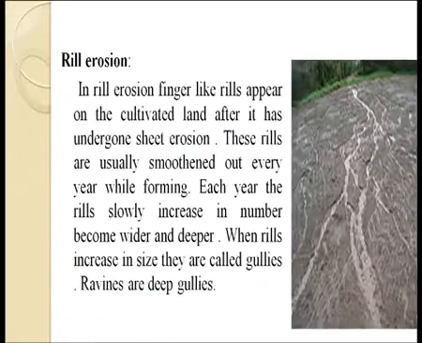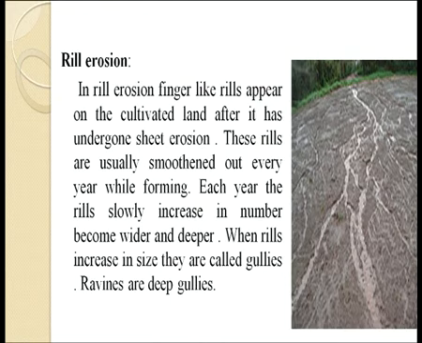Rill erosion: in rill erosion, finger-like rills appear on the cultivated land after it has undergone sheet erosion. These rills are usually smoothened out every year while plowing. Each year the rills slowly increase in number, become wider and deeper. When rills increase in size, they are called gullies. Ravines are deep gullies.